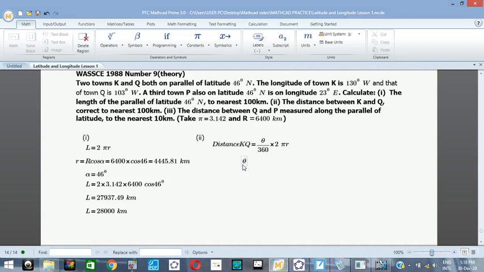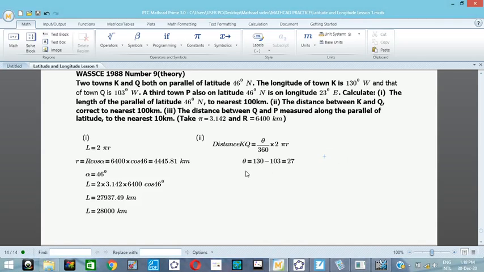So theta is going to be equal to the angle between K and Q, which we already know: 130 minus 103 degrees, and that is going to be equal to what? So let me just do it here. 130 minus 103, so that is 27 degrees. So I have 27 degrees there, so that is settled.